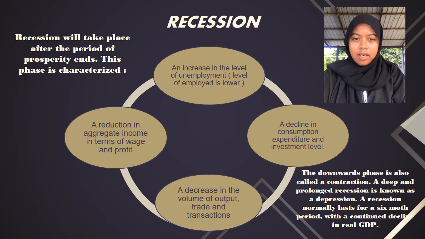What is recession? Recession will take place after the period of prosperity ends. This process is characterized by, number 1, an increase in unemployment. Number 2, a reduction in aggregate income in terms of wealth and profit. Number 3, a decline in consumption, expenditure, and investment level. Number 4, a decrease in the volume of output, trade, and transactions. The downward process is also called a contraction. A deep and prolonged recession is known as a depression. A recession normally lasts for a 6-month period with a continued decline in real GDP.